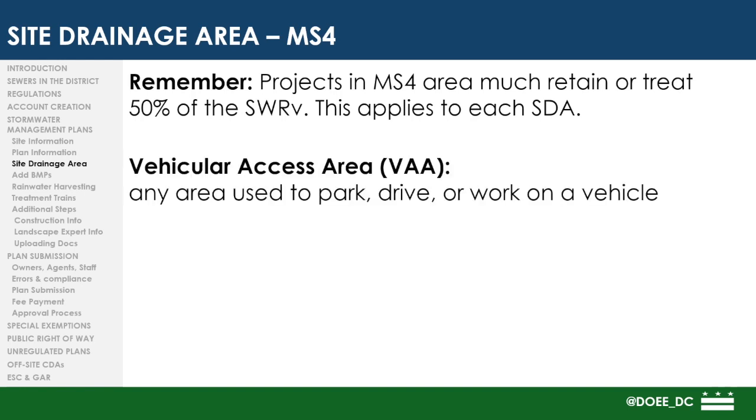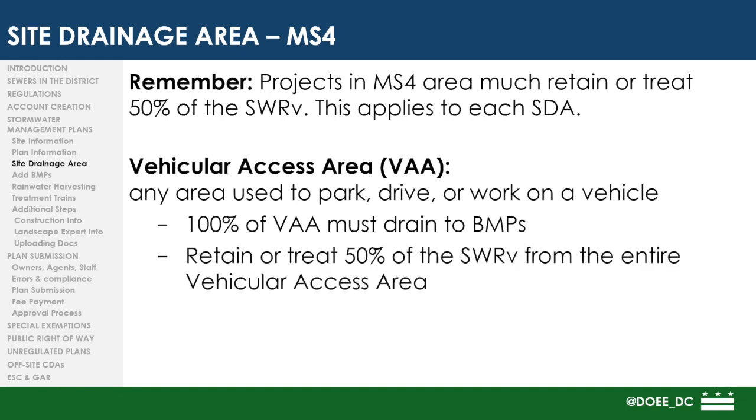For projects in the MS4, there's an additional requirement that applies to vehicular access areas, or VAA. This is an area used to park, drive, or work on vehicles. For these areas, 100% of the VAA must drain to a BMP, and it needs to retain or treat 50% of the stormwater retention value from the entire VAA.